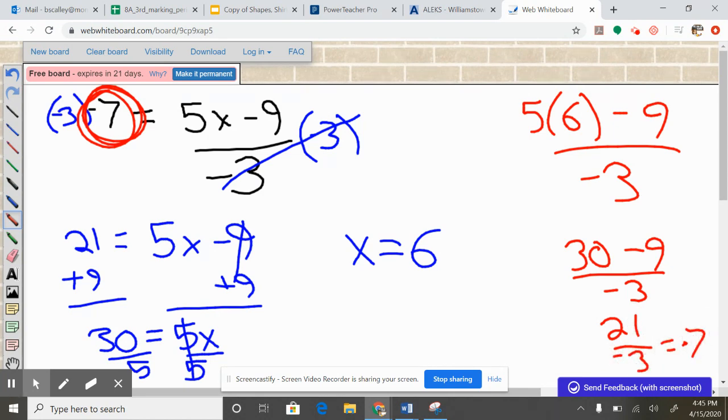So if you're ever not sure, you can go back in and double check that answer. I just wanted to make sure I brought that up.